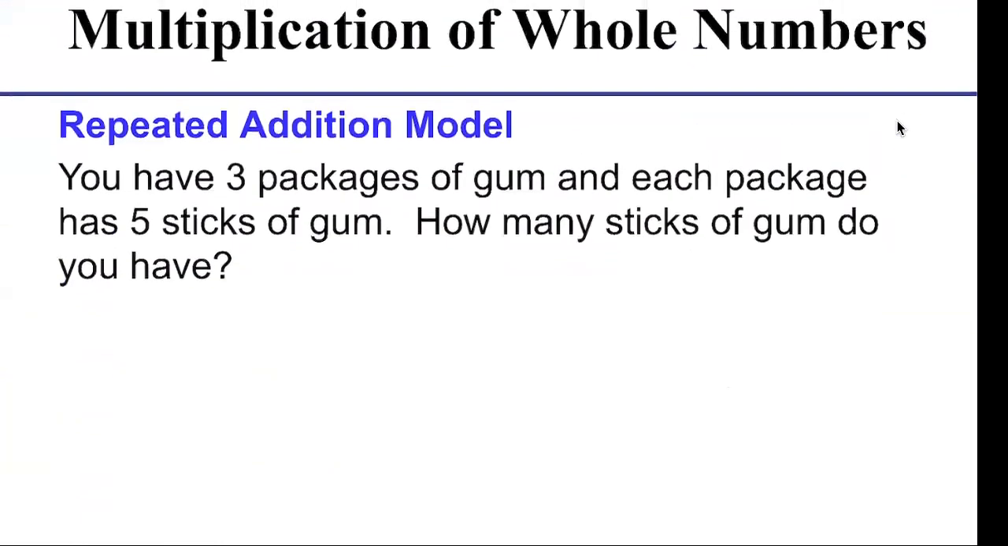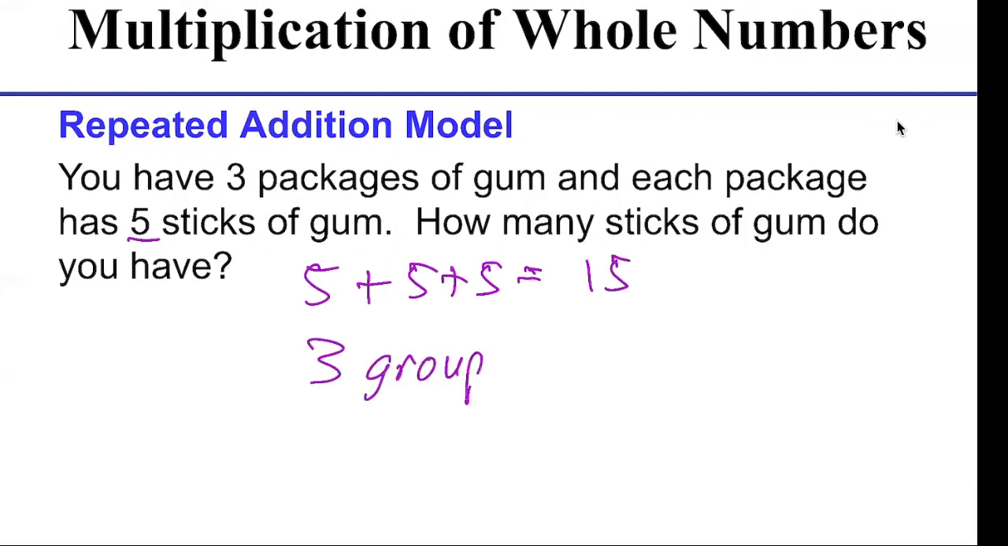Same thing here. 3 packages of gum. Well, each package has 5. Child may get to, I've got 5 in each. I'm going to add those up. That's 15. So 3 groups of 5. That's how we introduce multiplication.